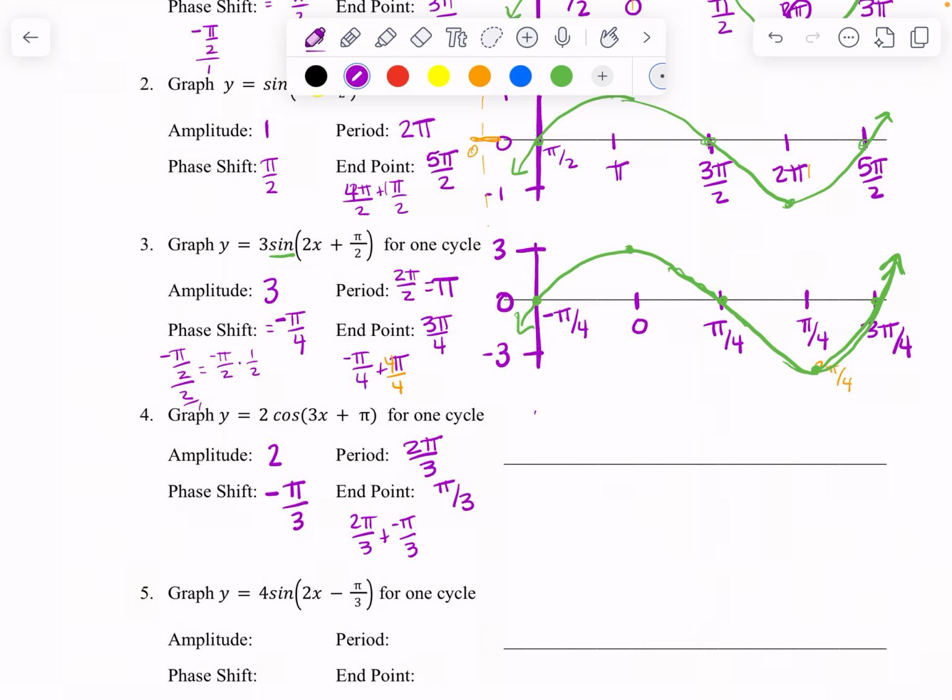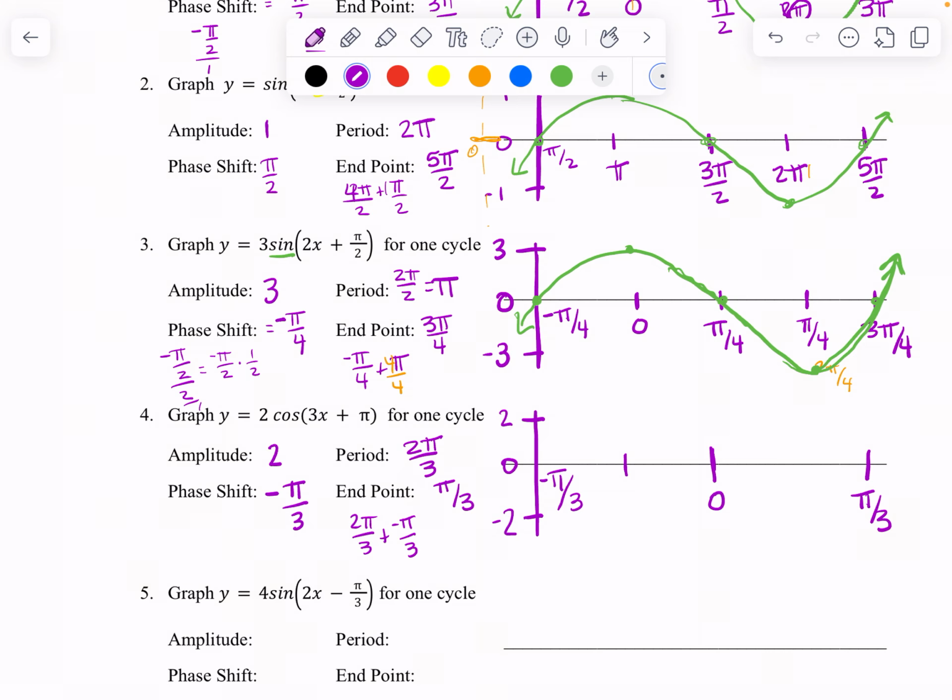All right, here we go. Amplitude is 2. 2, 0, negative 2. Negative pi over 3. Make sure I can see that's negative. Positive pi over 3. All right, cut it in half. Negative 1 plus 1 is 0. Cut it in half is 0. Negative 1 plus 1 is negative 1.